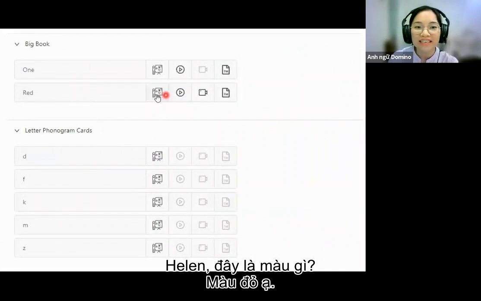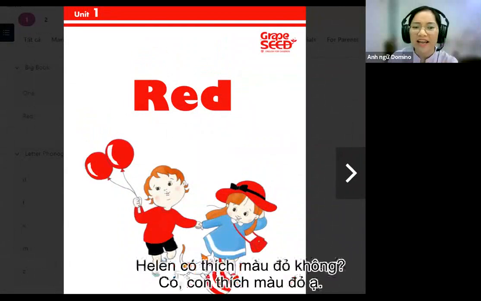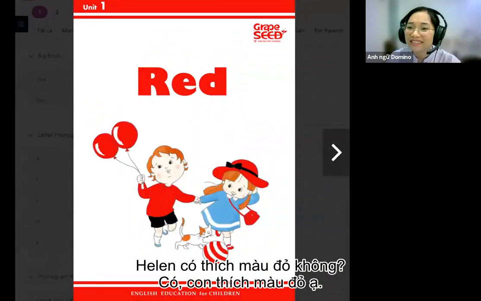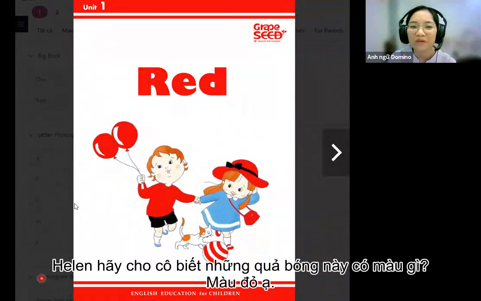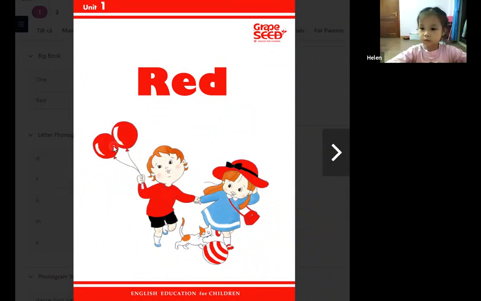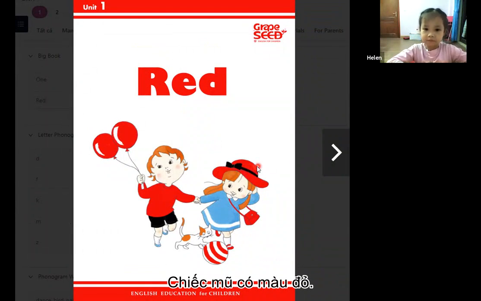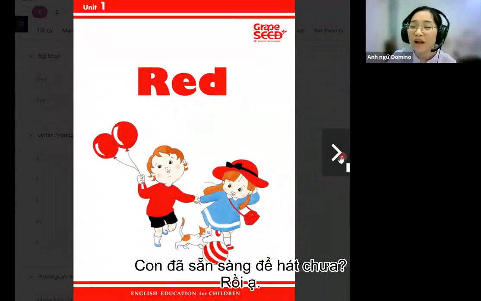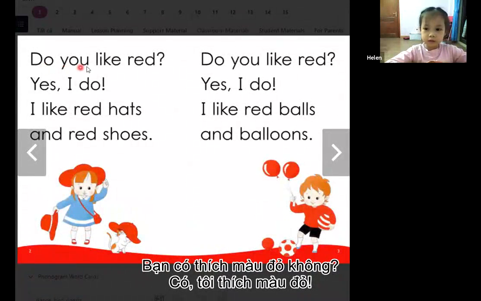So Helen, what color is this? Red. Yeah, this is color red. Helen, do you like red? Yeah, I do. A good answer. Helen, what color are the balloons? In the red. Yes, they are red. What color is the hat? Red. The hat is red. Yeah. Are you ready to sing red? Yeah. Yes, good. Now, here you sing. Do you like red?